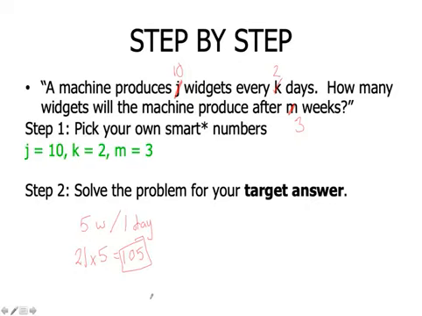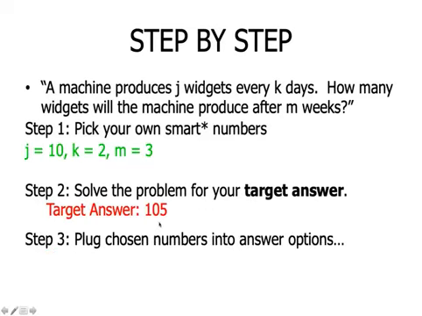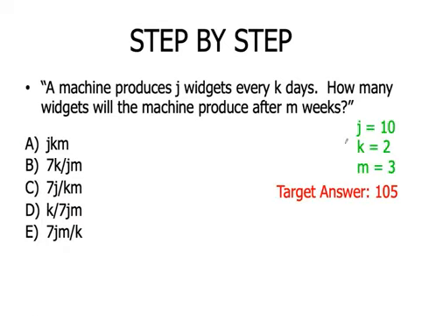And that's important. And now that I have my target answer of 105, step 3 is to plug the chosen numbers, that's the numbers I chose right up here, plug those into the answer options and see which one spits out the correct answer. So now I want to plug these random numbers that I just chose into the answer options, and whichever answer option gives me my target answer of 105 is the correct one. Okay, so let's get to work.